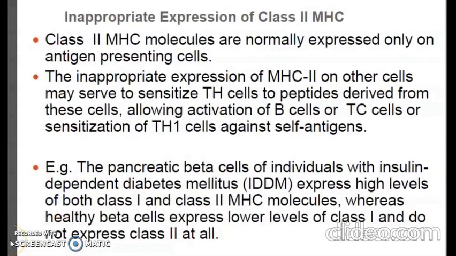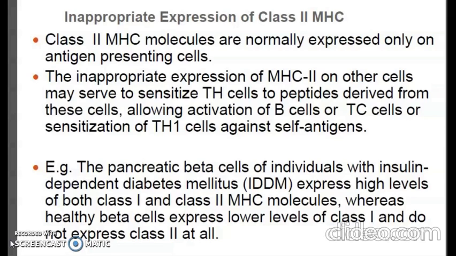The third mechanism is by the inappropriate expression of class II MHC molecules. They are normally expressed only on antigen-presenting cells. The inappropriate expression of MHC2 on other cells may serve to sensitize T helper cells to peptides derived from these cells, allowing activation of B cells or T cytotoxic cells or sensitization of Th1 cells against self-antigens.